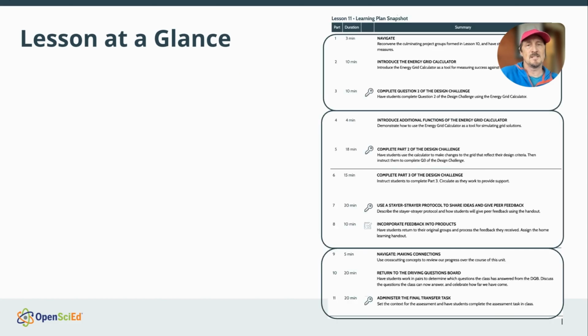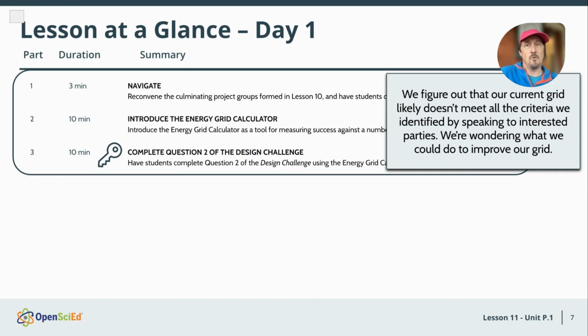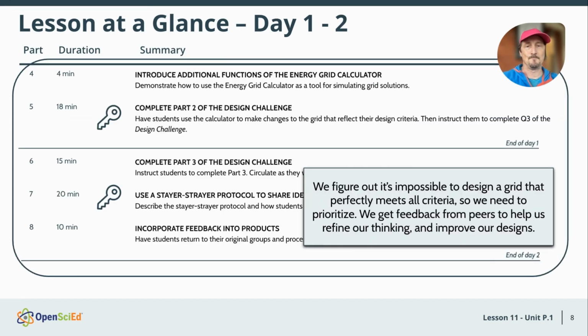I'll talk about this lesson in 3 chunks over these 3 days. On day 1, we first introduce the energy grid calculator. This quantitative spreadsheet model shows us where electricity in our state or region currently comes from, and we figure out that our current grid likely doesn't meet all the top criteria we identified by speaking to family members and friends. So we're wondering what we can do to improve that grid.